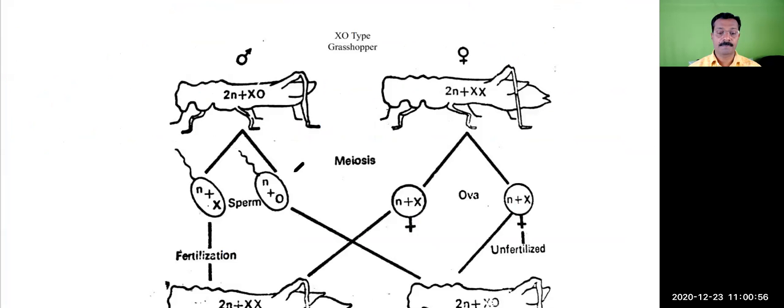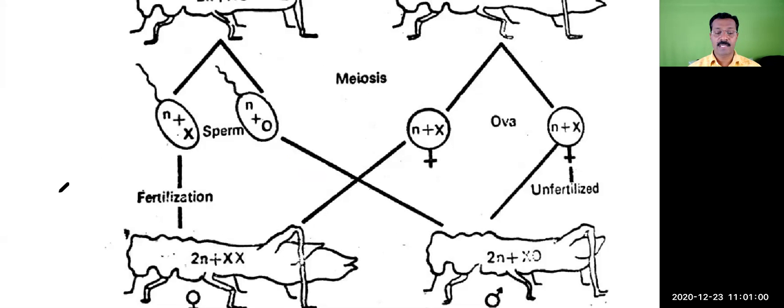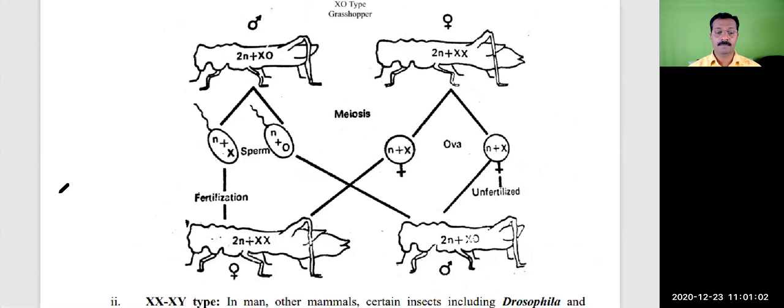So this is about the X0 genotype and it is shown in the figure. In grasshoppers, we can see this male is with X and X0. Okay, and this female with X and X. Now it will split into one X and one 0.